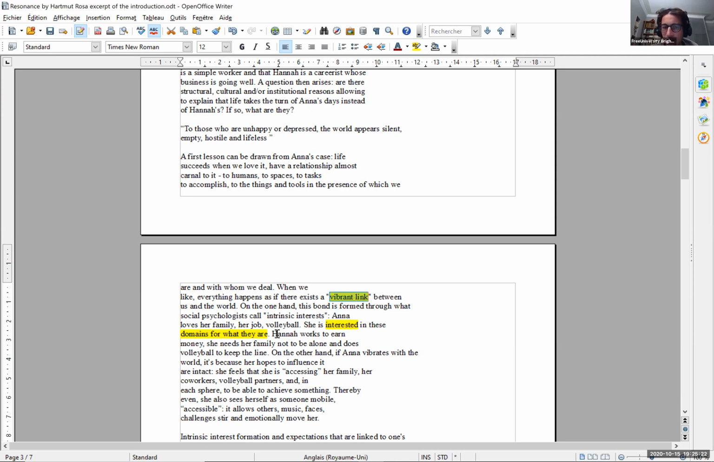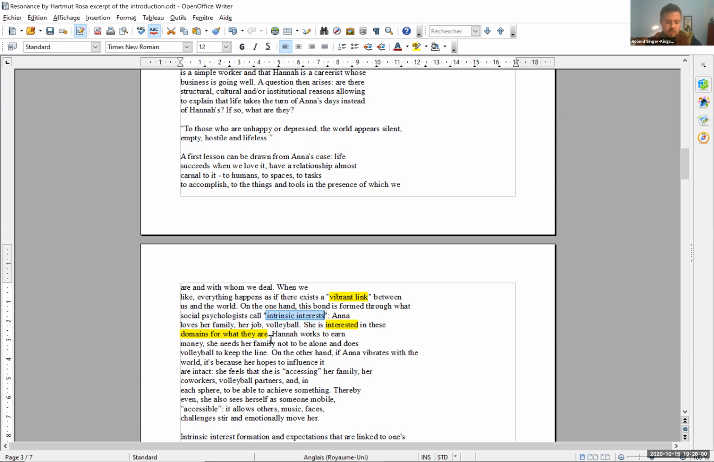How about intrinsic interests compared to domains for what they are? How would you link those two things? My sense of that is that the idea of an intrinsic interest is something that comes from within. So it's something that I would care about irrespective of what the external situation or circumstances would demand, that I would take value in it internally.